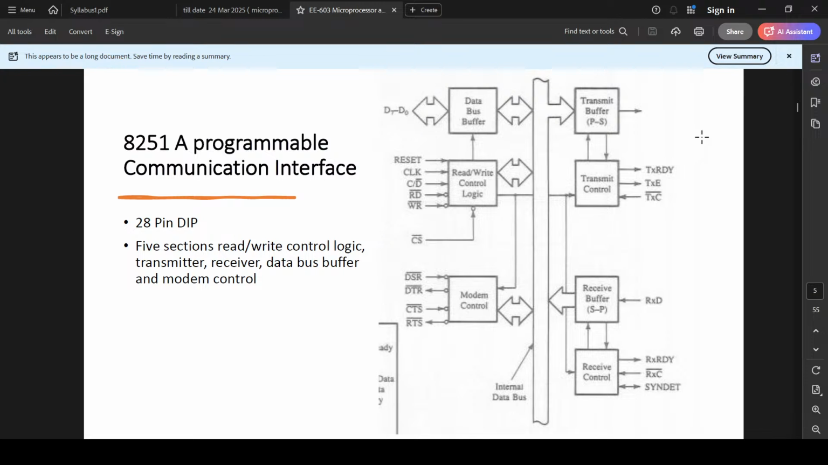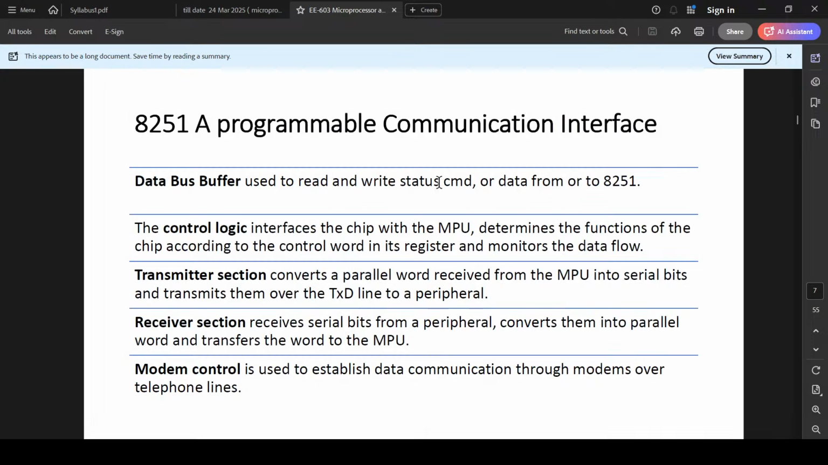The data bus 0 to 7, ready, control, reset, clock. The data bus is used to read and write. We can see the function. So 8251 is used to read and write status, command or data from or to the same device. The control logic interfaces the chip with the MPU and determines the function of the chip according to the control word register. The transmitter section converts a parallel word received from the MPU into serial bits. The receiver section receives serial bits and converts them into parallel words.